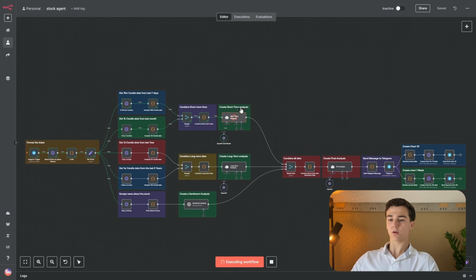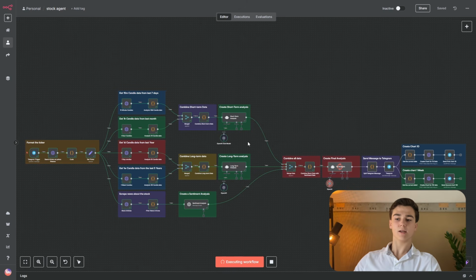Afterwards, we will create the short-term analysis. Then we will move on to creating the long-term analysis. And when we have created the long-term analysis, we will create the sentiment analysis. And with the sentiment analysis, we will see if the market is bullish or bearish. And the sentiment is based on the news that is going on right now.